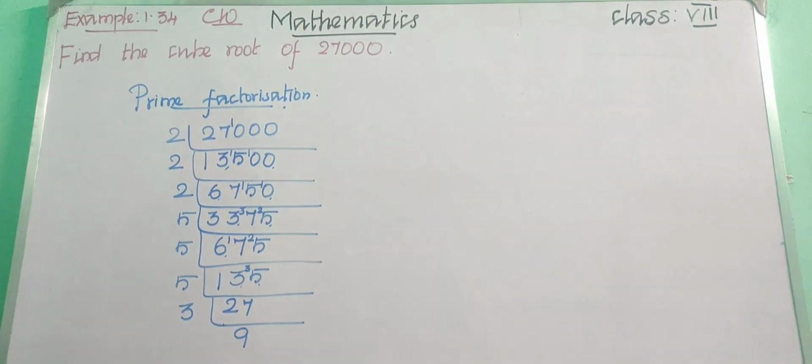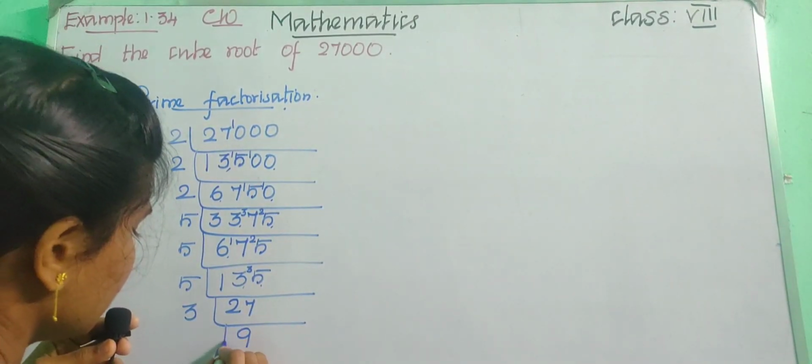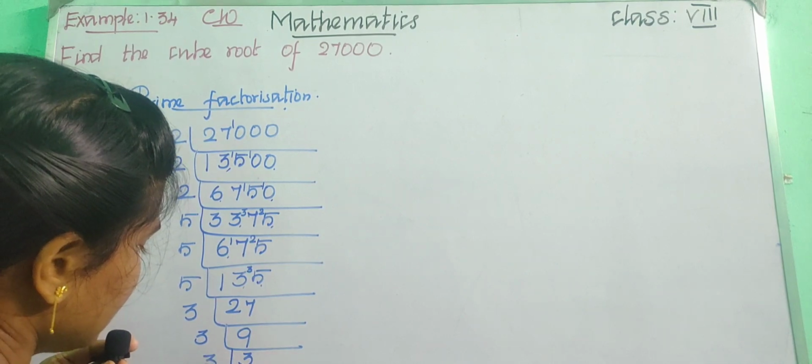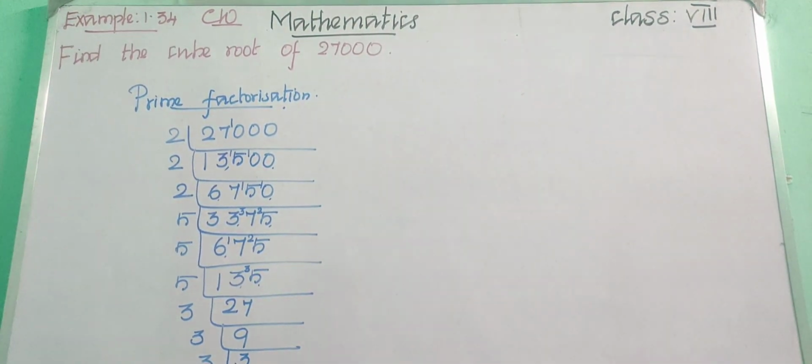Again 9 is a multiple of 3, so again we can continue with the 3 table. 3 3s are 9. So 3, 1 3 is 3. So clear, children?